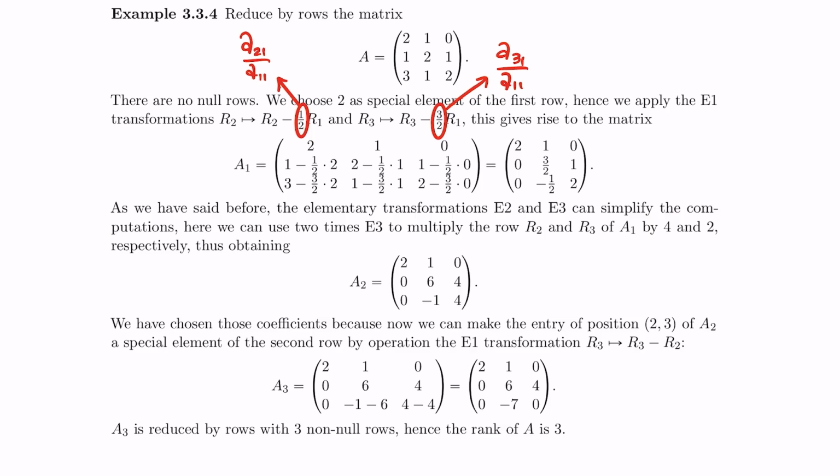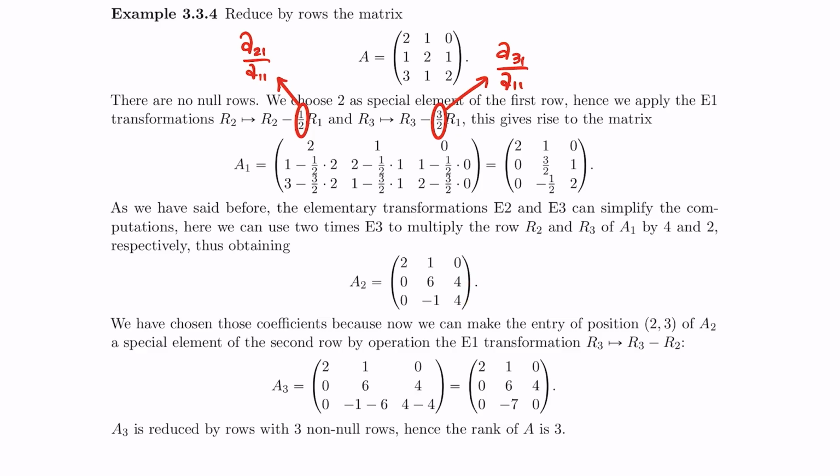In this case, we see the appearance of fractions in A1, and so we can apply 2 times the transformation E3 to multiply both the row R2 and the row R3 of A1 by 4 and 2 respectively. What we obtain is this novel matrix here. Why did I choose those coefficients? Well, because as you can see, the matrix that we obtain has 4 and 4 here.